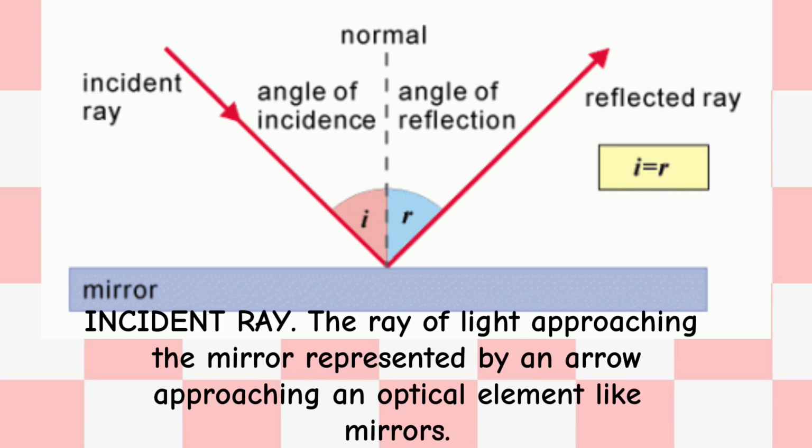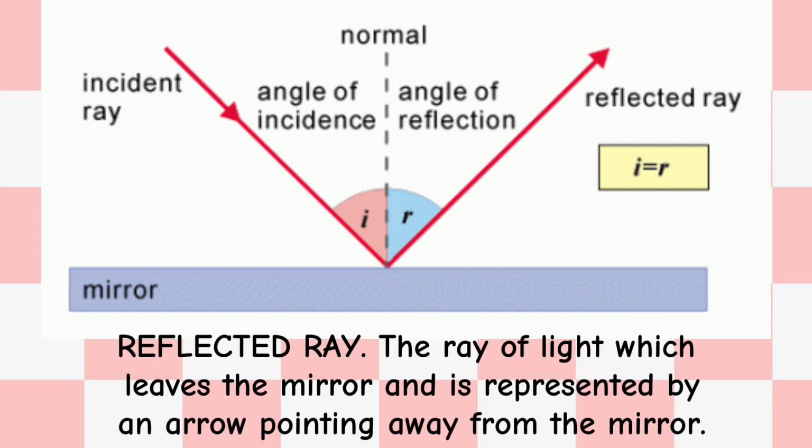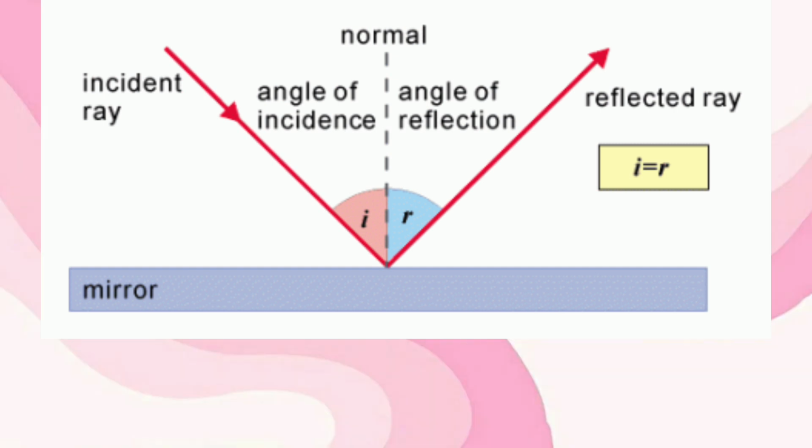Incident ray: the ray of light approaching the mirror, represented by an arrow approaching an optical element like a mirror. Reflected ray: the ray of light which leaves the mirror and is represented by an arrow pointing away from the mirror.